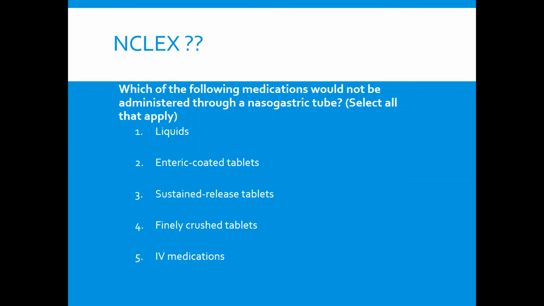Sustained release tablets. Sustained release means slowly release, so that maybe in 12 hours, maybe in 24 hours, whatever it is. So if we take them out of the capsule, then they're going to be released right away. And it's one of those things, just like the enteric-coated, that they're made that way.